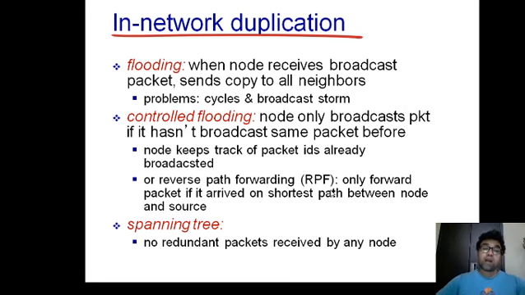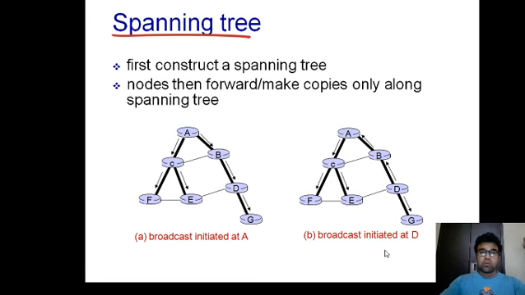So the perfect technique for broadcasting the information is spanning tree. So let's see how this spanning tree is created and how we can transfer the information through the spanning tree. The first and foremost thing in a spanning tree is that there will be no redundant packets received by any node. So it means that it's a perfect way of broadcasting the information. So let's see how you can construct a spanning tree.